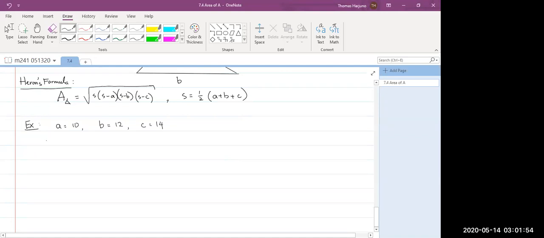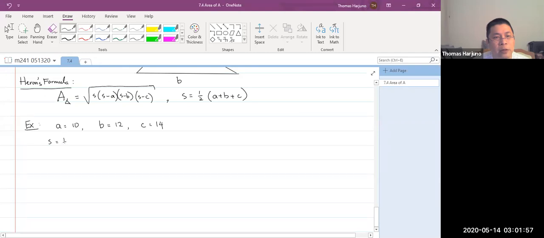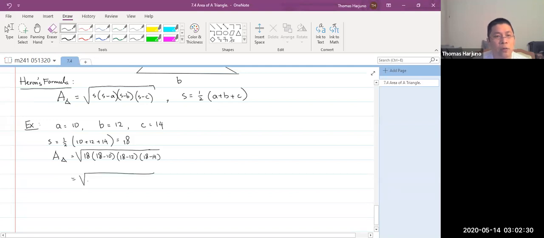We first do the semi-perimeter, correct? That's right. So first we do the semi-perimeter. That's half of 10 plus 12 plus 14. I believe that's 36, divided by 2, that's 18. So the area of the triangle will be the square root of 18 times (18 minus 10), (18 minus 12), (18 minus 14). And then I will simplify that: the square root of 18 times 8 times 6 times 4.